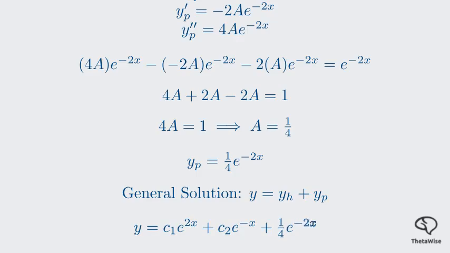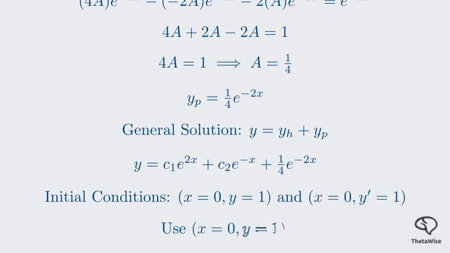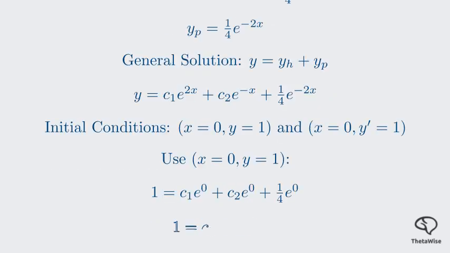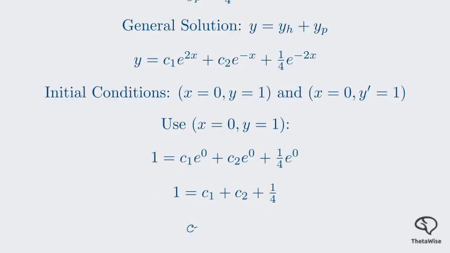Now we use the initial conditions. We have two constants, c1 and c2, so we need two equations to solve for them. This is why we have two initial conditions. Let's first use the condition y equals 1 when x equals 0. Plugging these into our general solution, we get 1 equals c1 plus c2 plus 1/4. This gives us our first equation: c1 plus c2 equals 3/4.